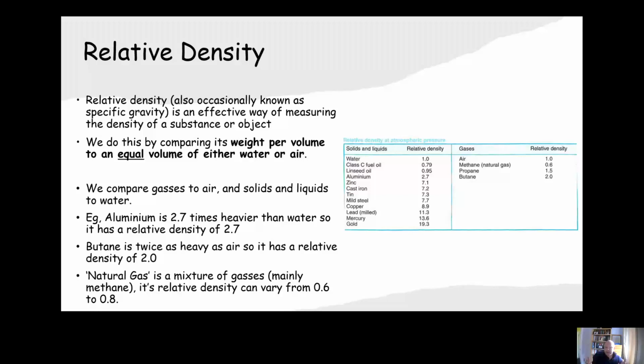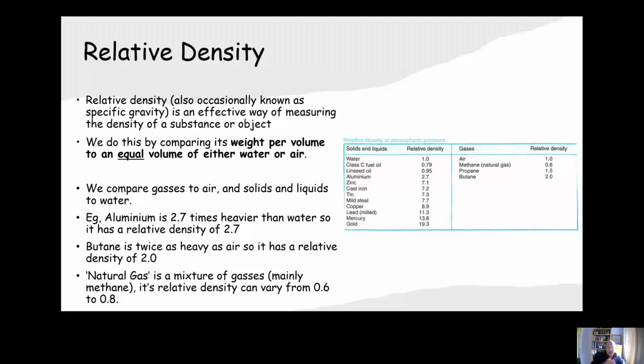That would also mean that if you put air and butane in together, the butane would fall towards the bottom of the container, and the butane would push the air up. Propane is 1.5 times heavier than air, so again, if you put the propane in with the air, the propane would fall towards the ground. Any LPG gas is heavier than air.